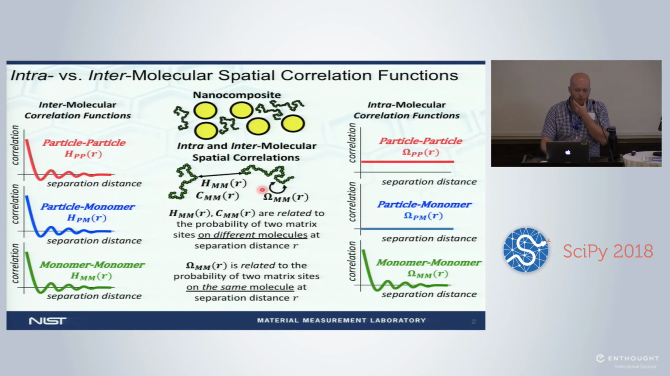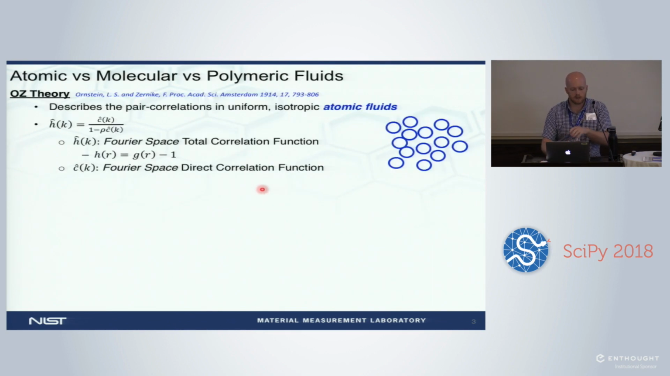And so what exactly is PRISM theory? I've introduced these correlation functions, but what is the theory itself? Before we get to PRISM theory, I like to do just a brief historical walk. If we start a little over 100 years ago, we have Ornstein-Zernike theory, which describes the pair correlations in uniform isotropic atomic fluids, as shown by this diagram over here.